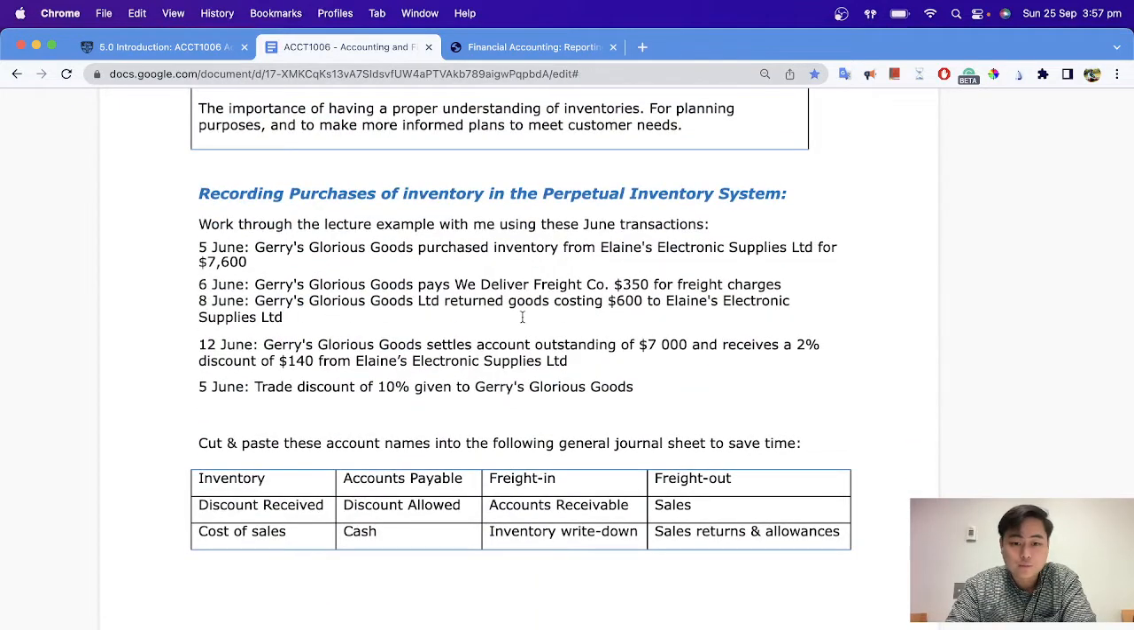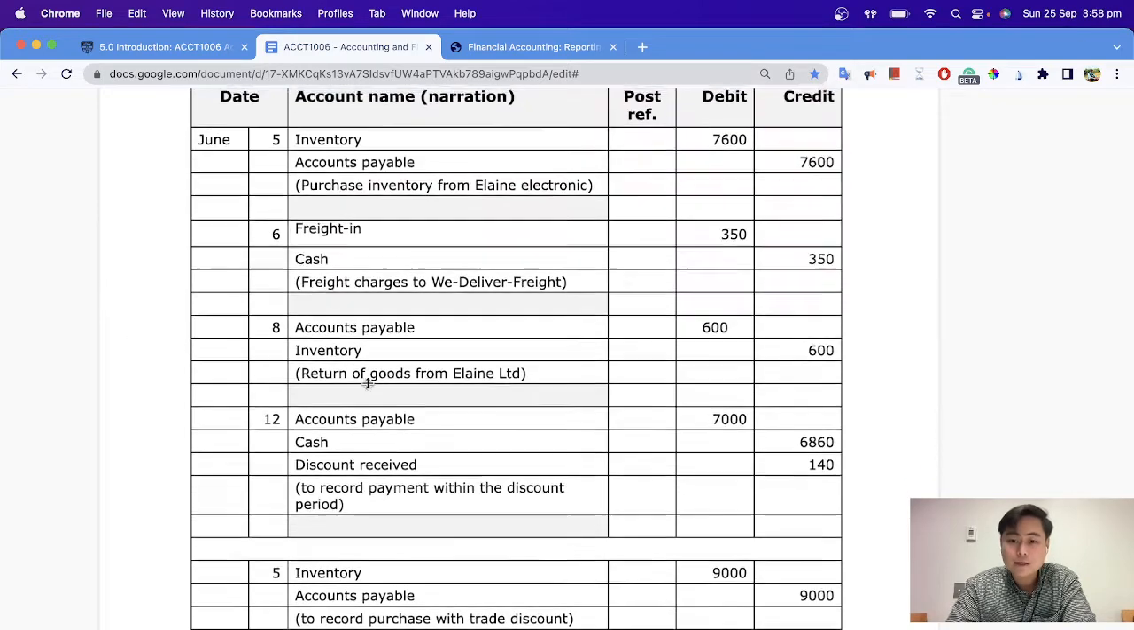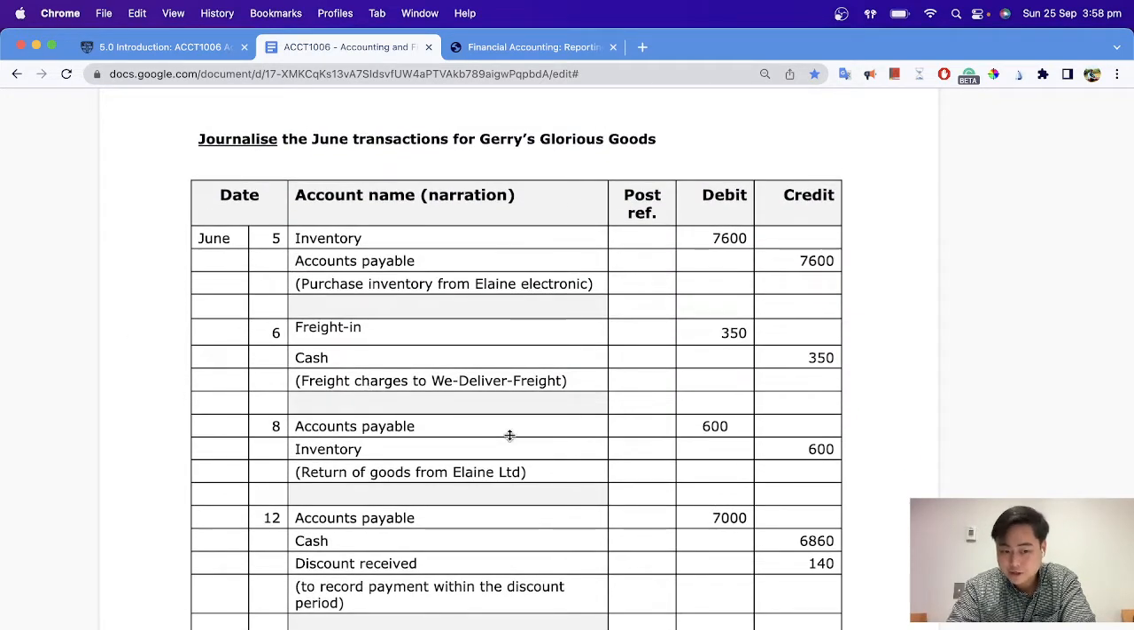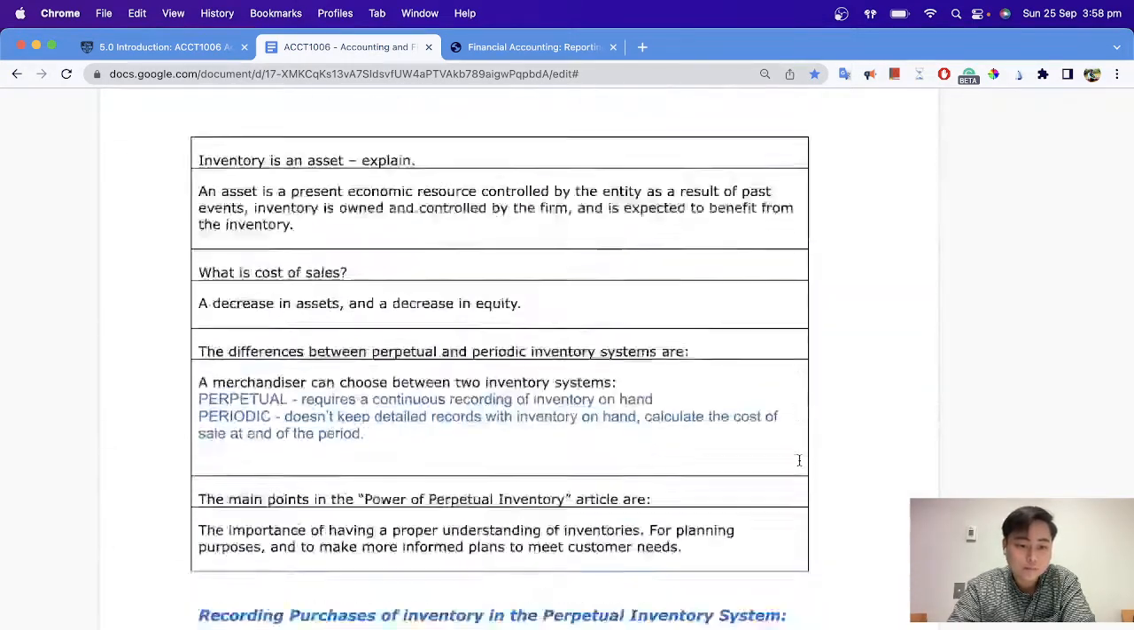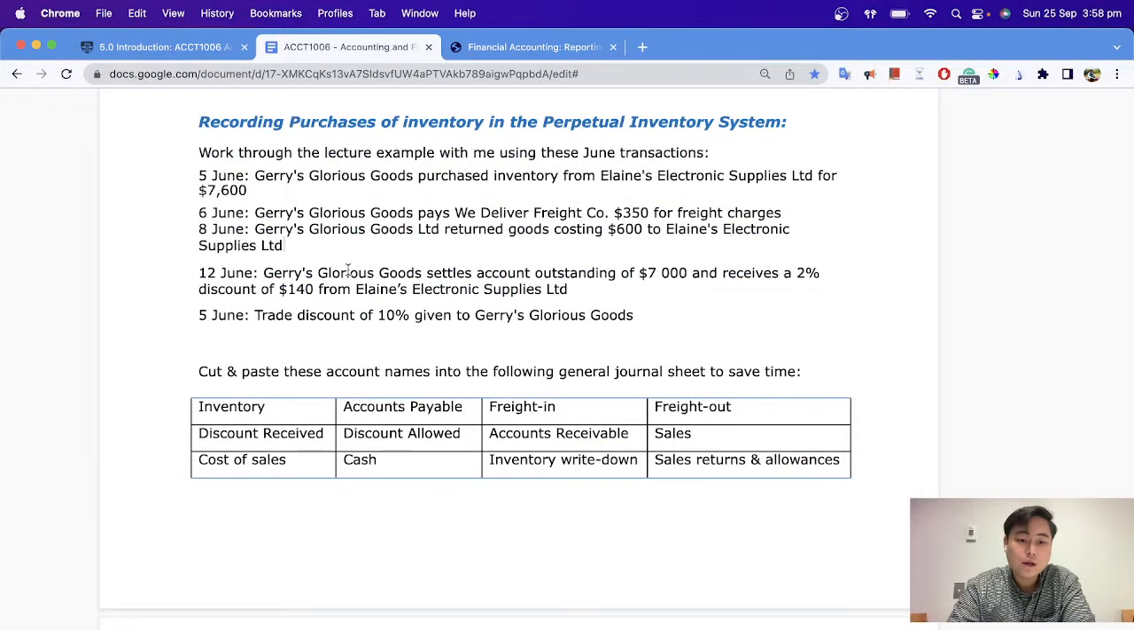On the 8th of June, Jerry's Glorious Goods returns goods costing 600 to Eileen's Electronic Supply. So inventory decreases by 600, and accounts payable decreases by 600. Therefore, we debit accounts payable and credit inventory. On the 12th of June, Jerry's Glorious Goods settles accounts outstanding of 7,000 and receives a 2% discount.